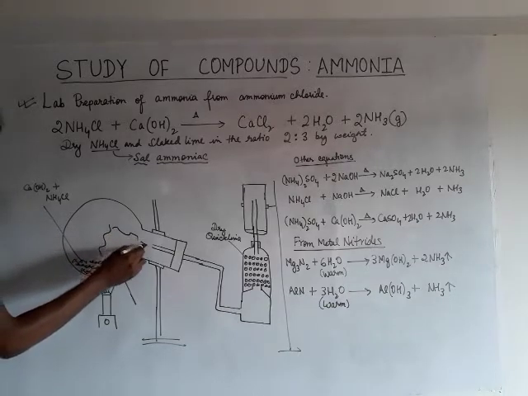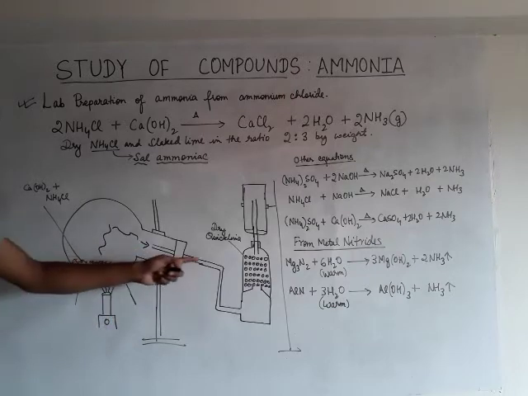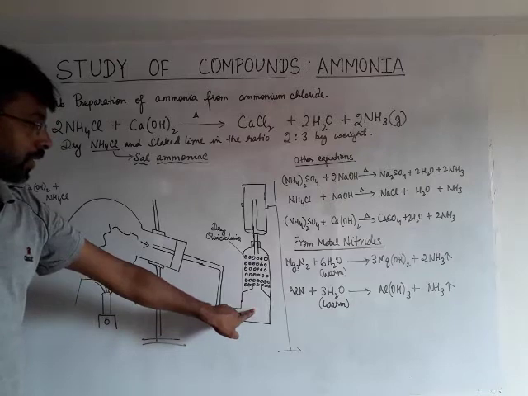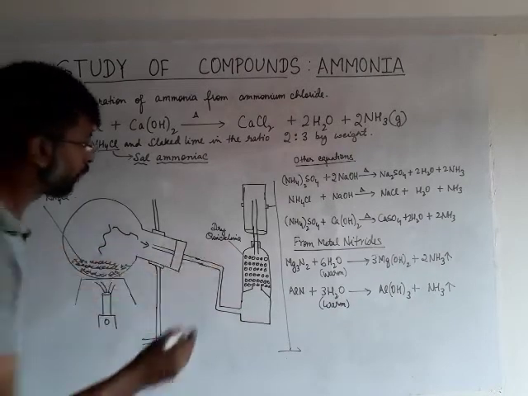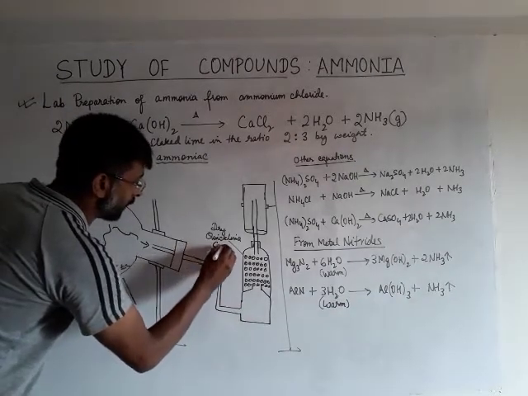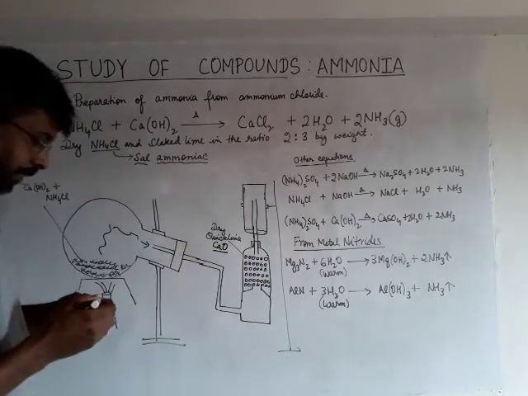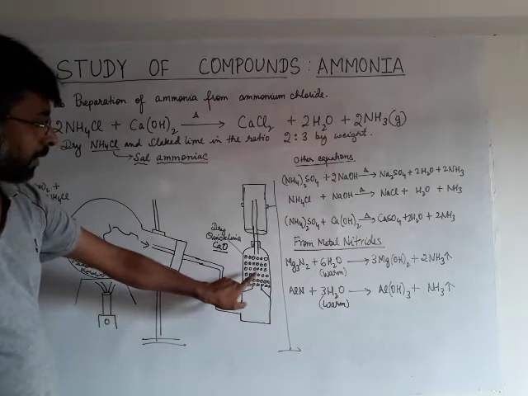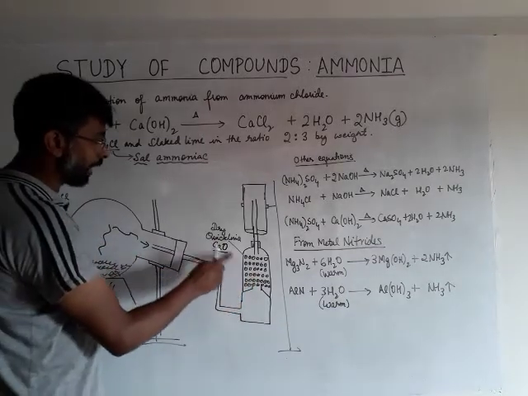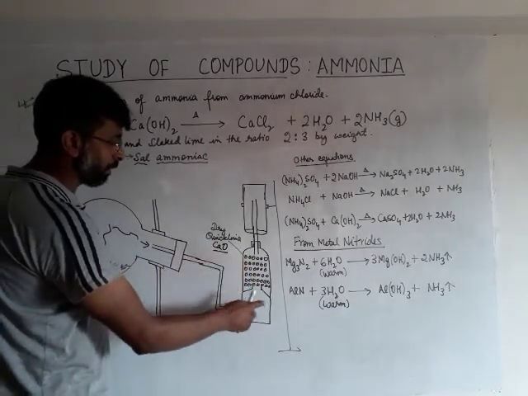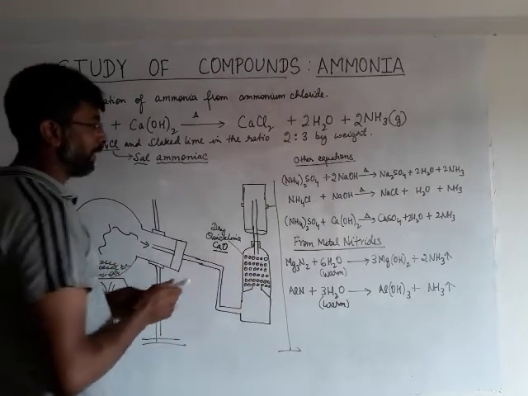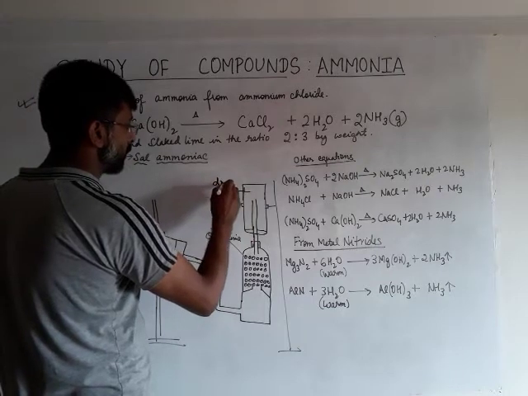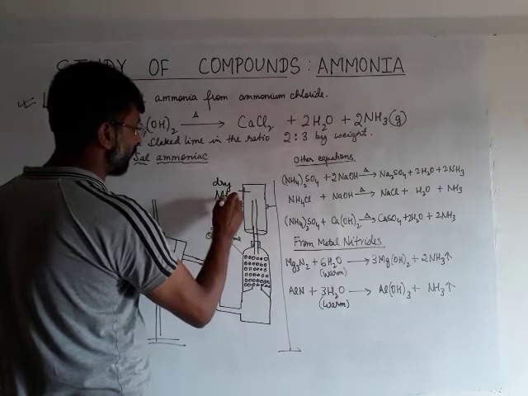This ammonia gas enters the delivery tube. It goes all along this way and enters this container, which contains dry quicklime. Quicklime is chemically calcium oxide. So this ammonia gas goes up in this manner, enters the quicklime chamber, a tower which is packed with quicklime, and then the ammonia gas comes out and gets collected over here. This is dry ammonia gas getting collected.